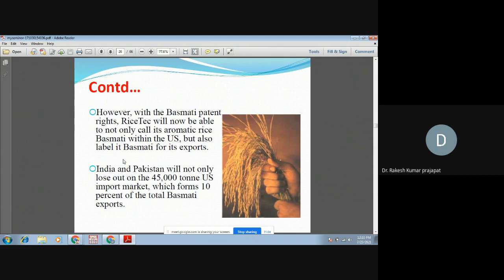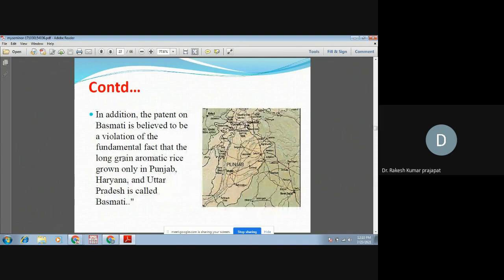India and Pakistan will lose out on the 45,000 ton US export market, which forms 10% of total Basmati exports. In addition, the patent is believed to be a violation of the fundamental fact that long grain aromatic rice grown only in Punjab, Haryana, and Uttar Pradesh is called Basmati.